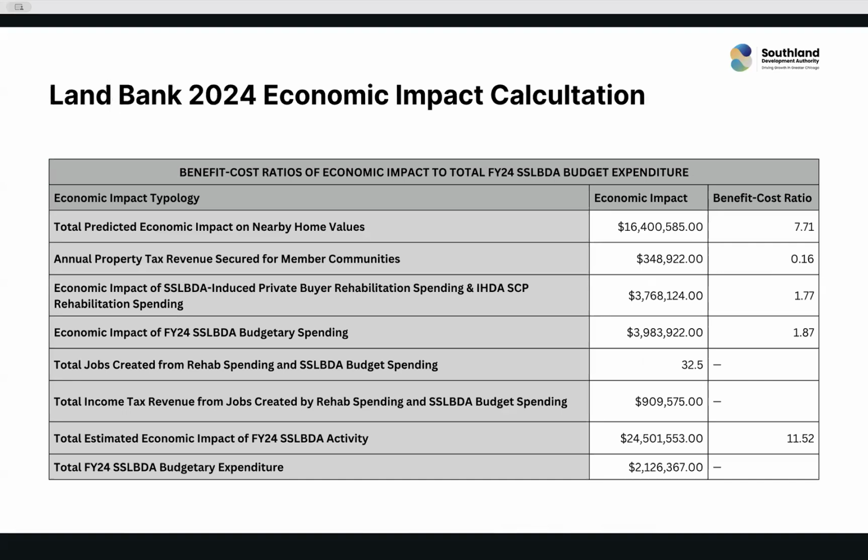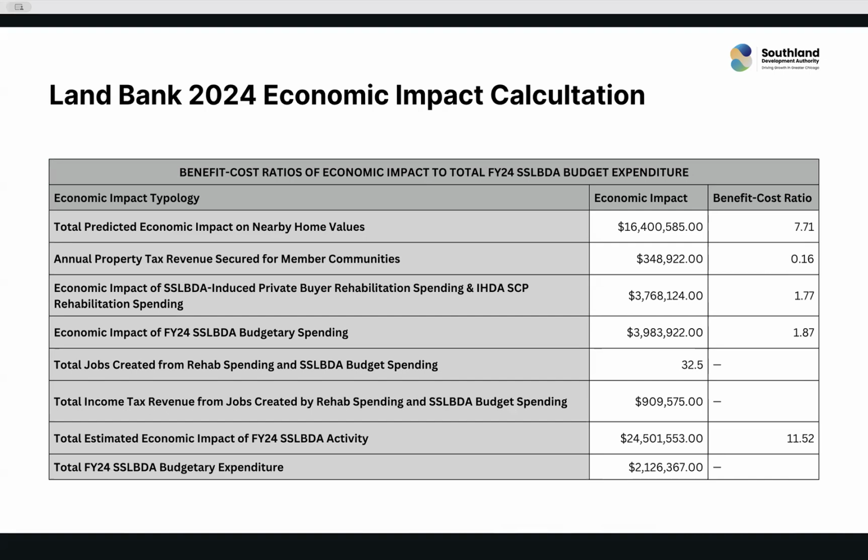The table on screen summarizes how we arrive at the South Suburban Land Bank, or Land Bank for short, 2024 economic impact figure. In the calculations, we quantify four separate effects. First, using a hedonic pricing model, we estimate that rehabilitating land bank properties raises the market value of nearby homes by an aggregate $16.4 million, producing a benefit cost ratio of 7.71 for that component alone.